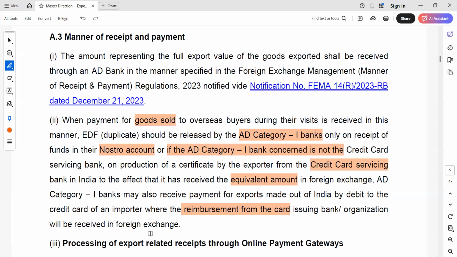So friends, when payment is made for goods sold to an overseas buyer during their visit, sometimes overseas buyers visit India and if goods are sold to them at that time, they can give the payment through a Nostro account or through a credit card also. But the bank has to check that the equivalent amount is available. Then they may also receive the payment for exports made out of India by debiting the credit card.